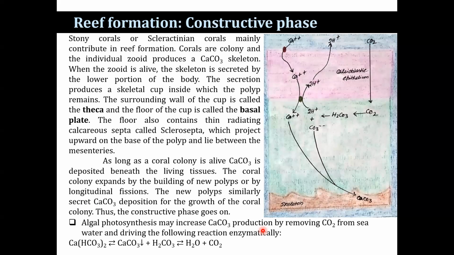The surrounding wall of the cup is the theca, and the floor of the cup is the basal plate. The floor also contains thin radiating calcareous septa, known as the sclerosepta, that project upward on the base of the polyps and lie between the mesenteries. As long as the coral colony is alive, calcium carbonate is deposited beneath the living tissue. The coral colony expands by the building of new polyps or by longitudinal fission. The new polyps similarly secrete calcium carbonate for the growth of the coral colony. Thus, the constructive phase goes on.